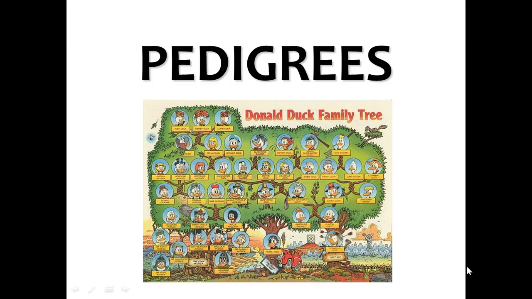All right, hello everyone. We're going to talk about pedigrees. Pedigrees are pretty much just like family trees. Most people have heard of a family tree or seen a family tree. Here's an example of Donald Duck's family tree. And this is kind of how a pedigree is set up and kind of how it looks. So let's go ahead and talk about it.